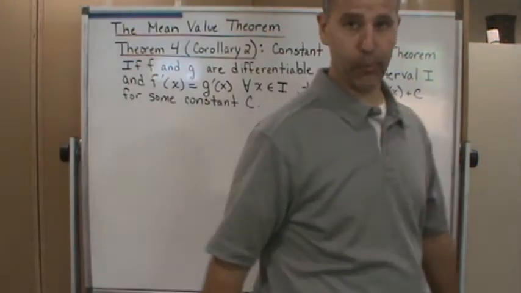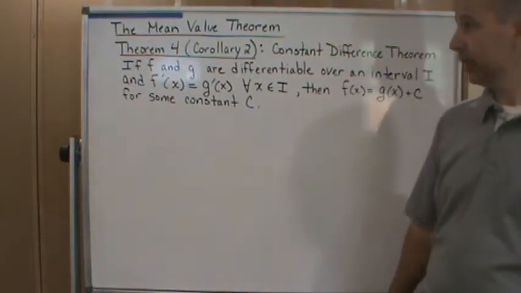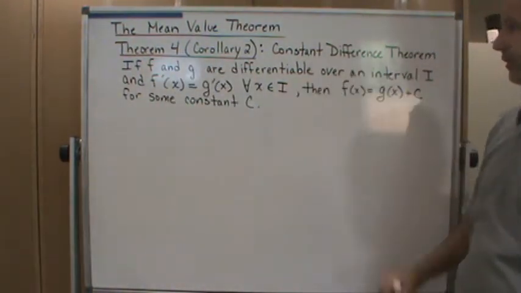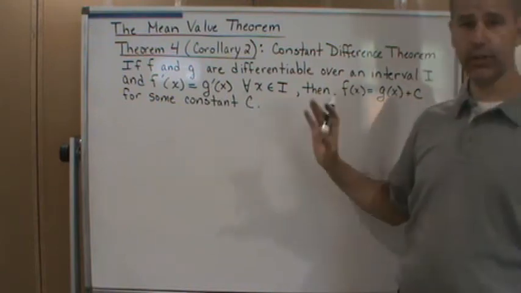Okay, welcome back. Now, this is Corollary 2 of Theorem 4. This is called the constant difference theorem. And again, it's very straightforward.